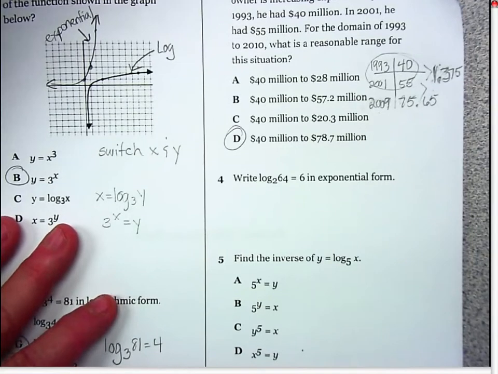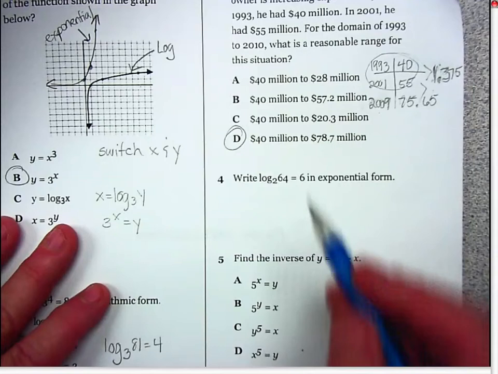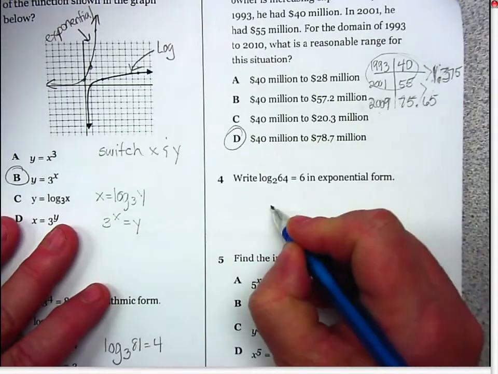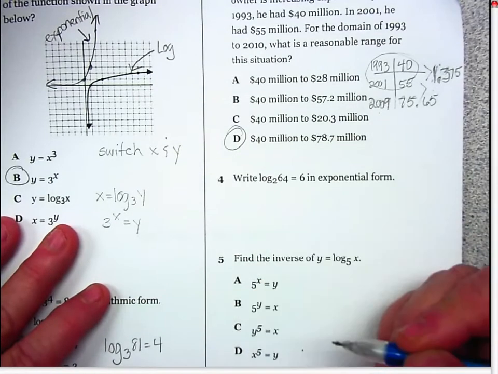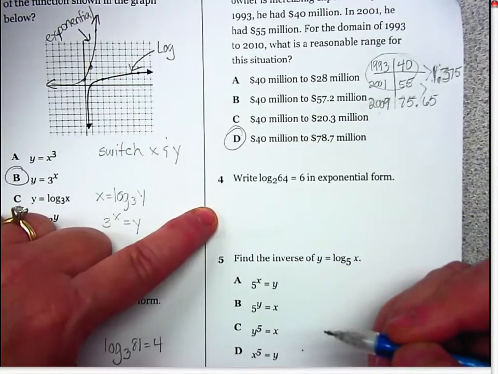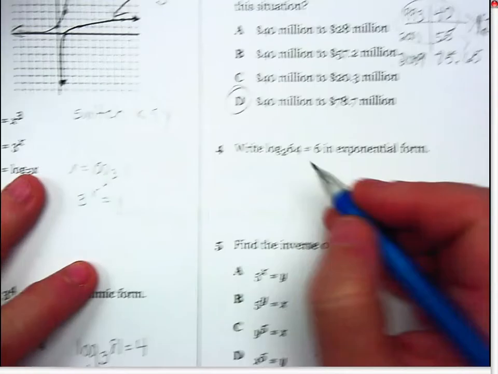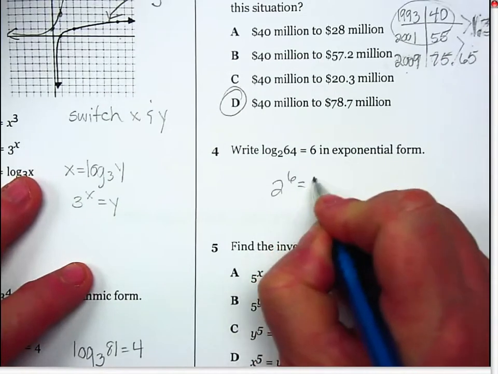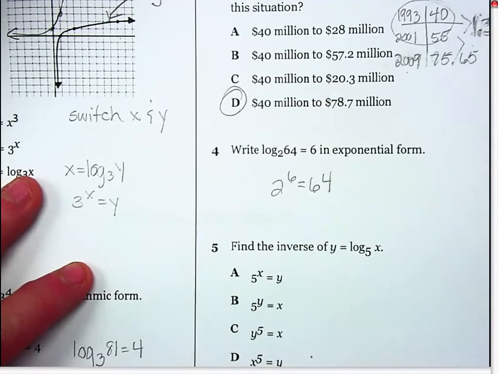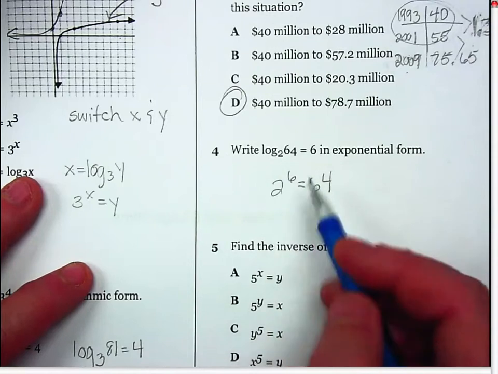Okay, write log base 2 of 64 equals 6 in exponential form. So I switched the x and y. Wait, we're on 4. Wrong one. Okay. So it's 2 to the 6 equals 64. And that's all you do. Is 2 to the 6 equal to 64? So you can check it, make sure it's right.